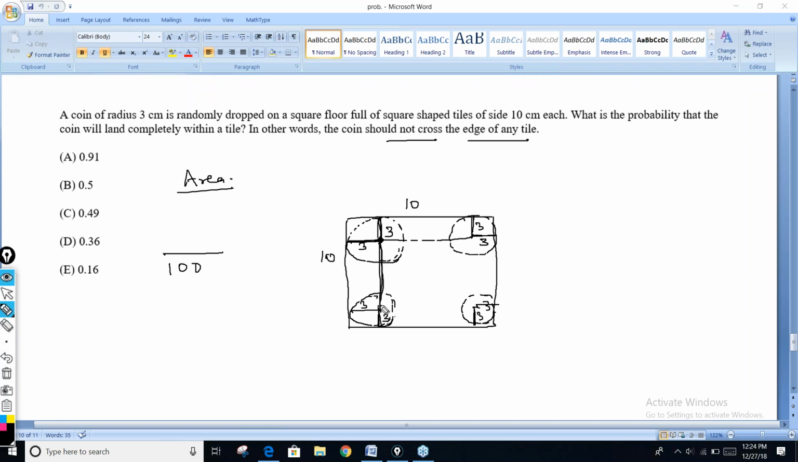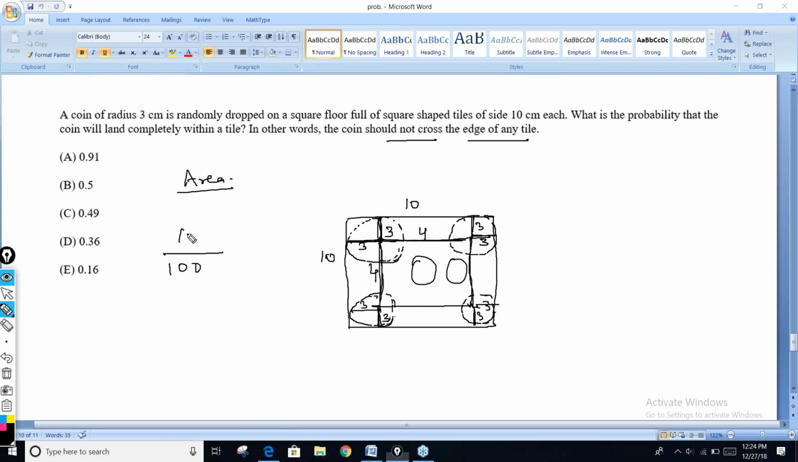If center is lying at any of this given area, it cannot touch the edge. So that is my favorable area. So out of 10, we need to leave 3 here and 3 here. So 6 we left it. So 4 is my favorable side. And similarly 3 left this side and 3 left this side. So 4 is left out. And this is the favorable area. If coin land any of this area, it cannot go beyond the required area.